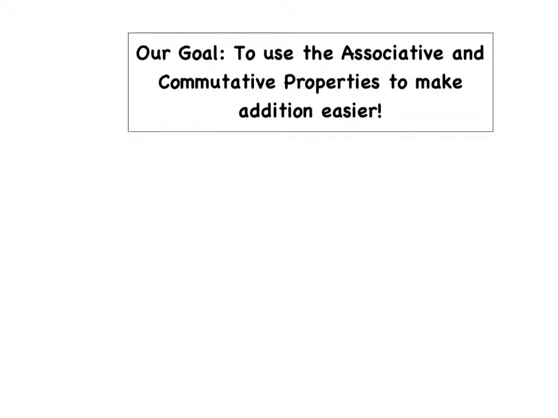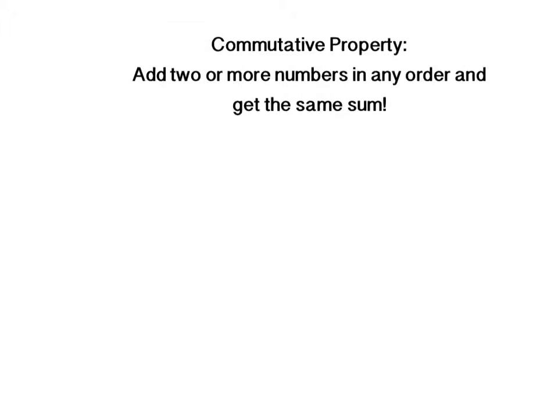Hi guys. Today our goal is to use the associative and commutative properties to make addition easier. We've already talked about these properties, but we're going to review them next. Okay, so here's the commutative property. The commutative property states that we can add two or more numbers in any order and get the same sum.